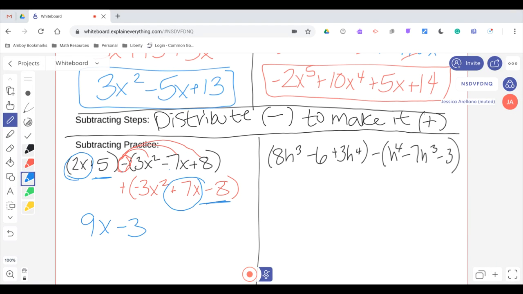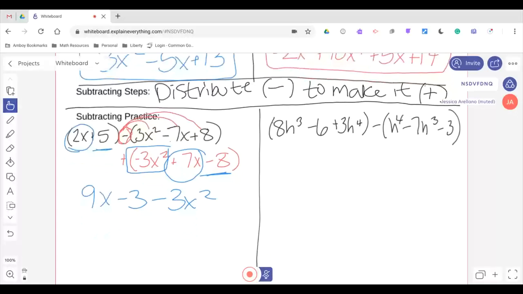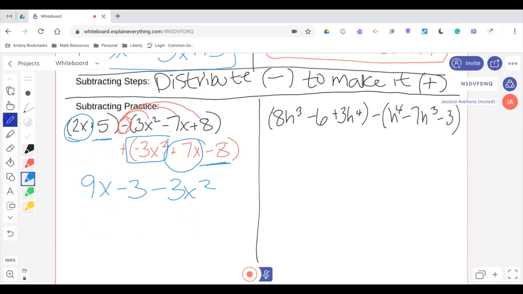The other big thing that this really helps with are those terms that aren't going to combine. Even though I don't combine my 3x squared with anything else, it was also still being subtracted, so it now has to become negative. And again, I'm going to rewrite this answer in standard form. So I'm going to put negative 3x squared plus 9x minus 3.